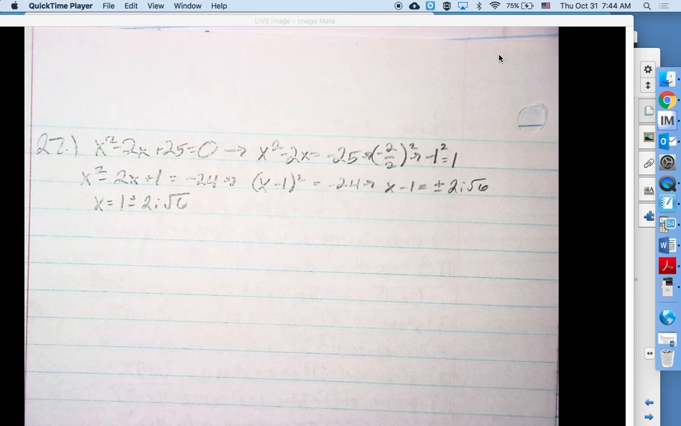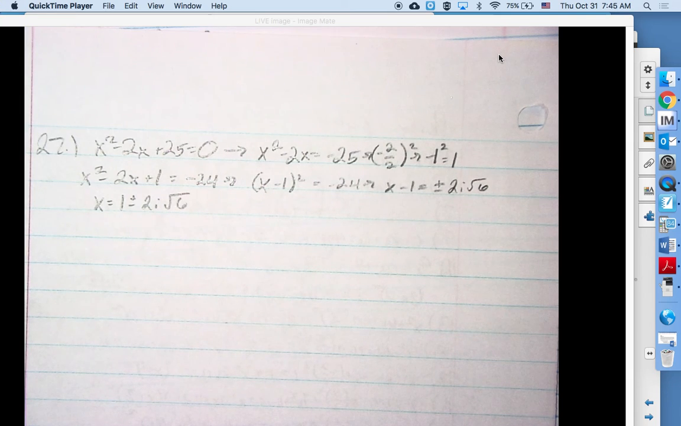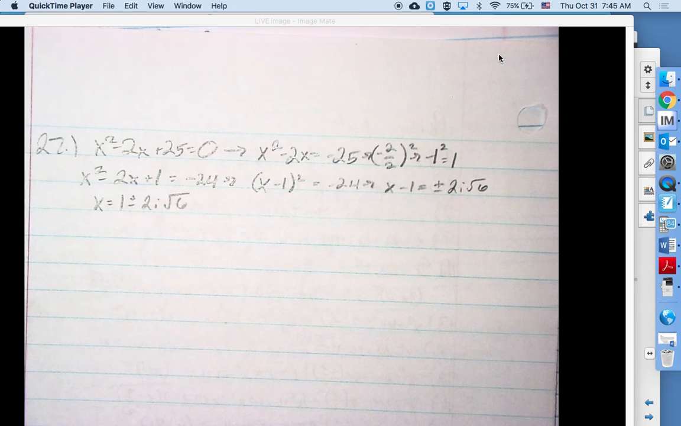So then this side of the equation can be simplified into x minus 1 squared equals negative 24. So then it's x minus 1 is equal to plus or minus 2i square root of 6, because 24 is negative, and you can take out a 4 and a 6 from it. The square root of 4 is 2. So then when you add 1 to both sides, the final answer is x is equal to 1 plus or minus 2i square root of 6. Any questions for number 27? Nice job.